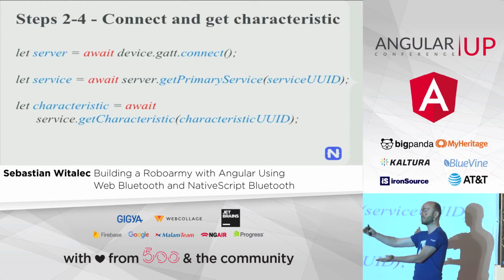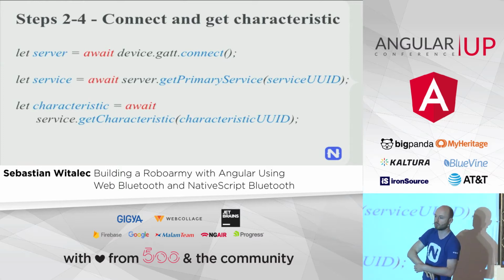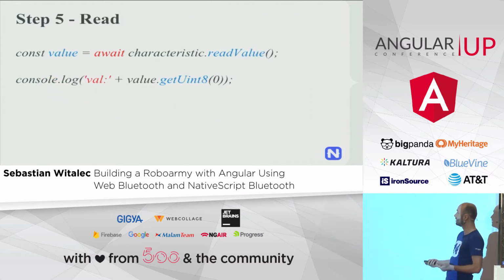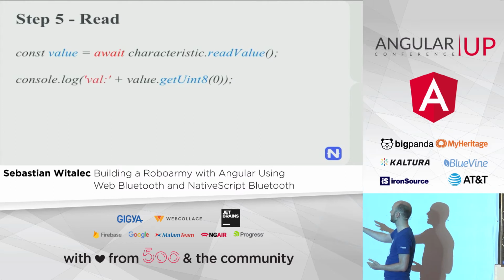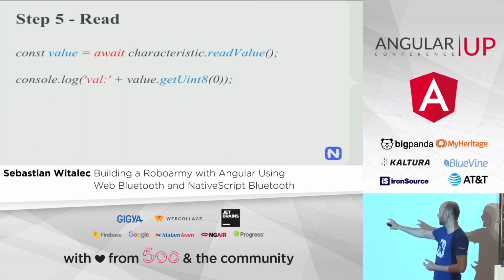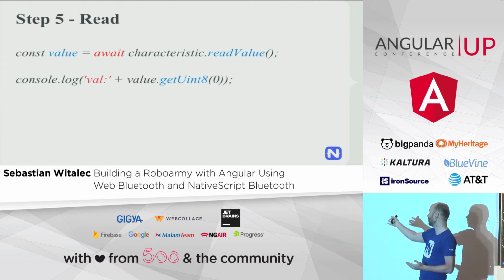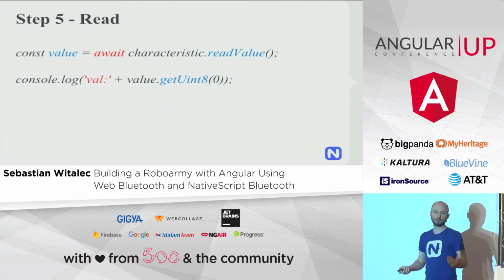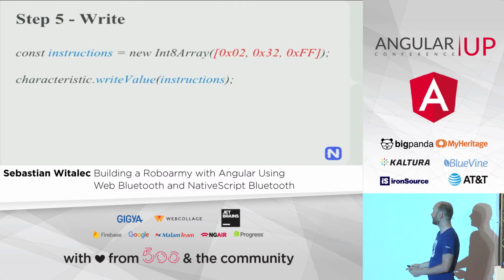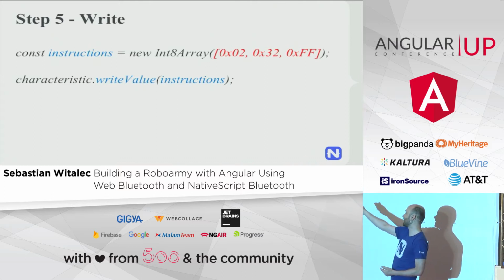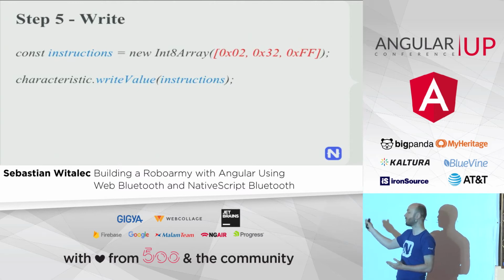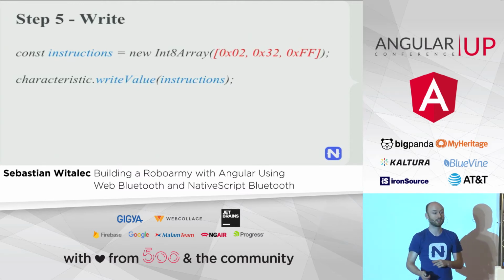As soon as you connect, you're going to get all the services that you want to use and all the characteristics, so that you can send some commands. To read data from a characteristic, you just say characteristic.readValue, and this will return a promise, and then you can cast this from Uint8 and you will get a value, okay? If you want to send an instruction to the robot, you can construct an Int8Array, passing the values, and then you just say characteristic.writeValue, and you pass in the value inside.